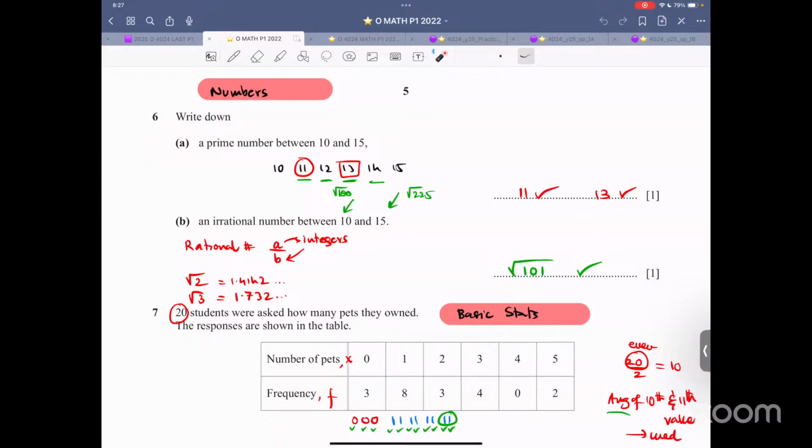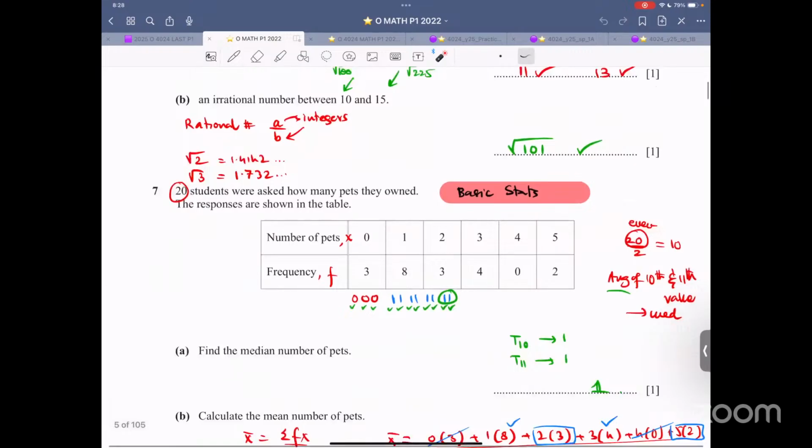An irrational number between 10 and 15. What's a rational number? That can be written as a fraction of two integers. So root 2 is 1.4142, that's irrational. Root 3 is irrational. And root 100 is 10. Root 144 is 12. So choose any number in between the two. So I just chose root 101. So now this thing is there.